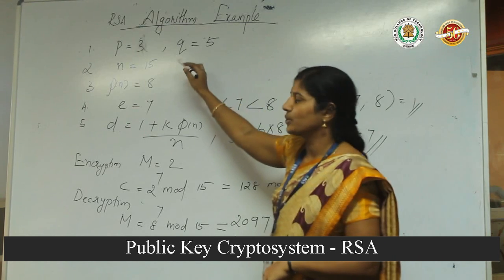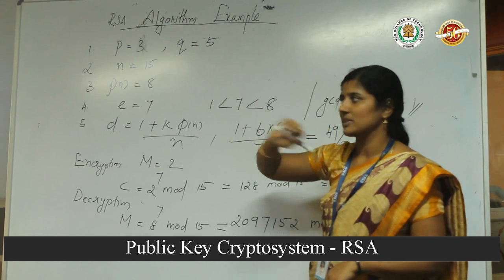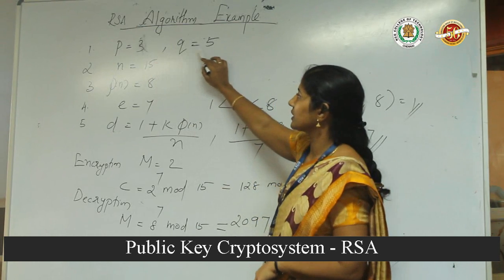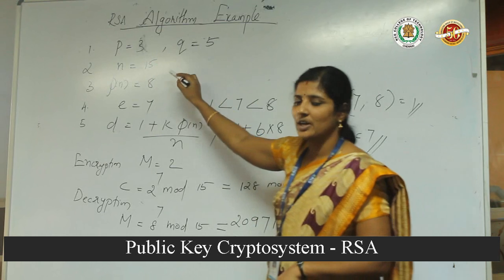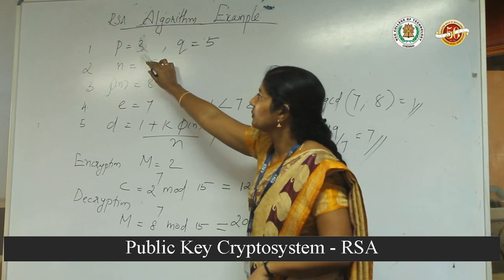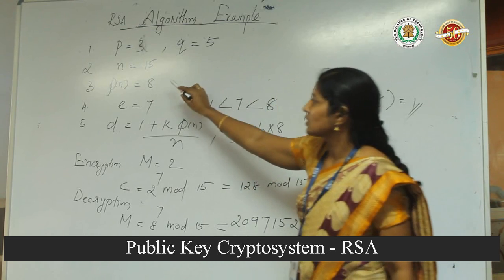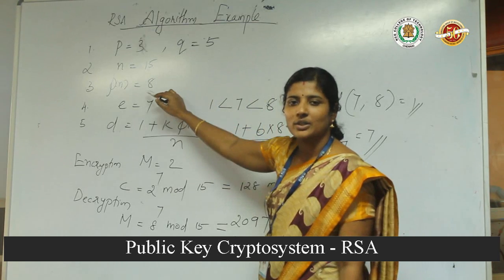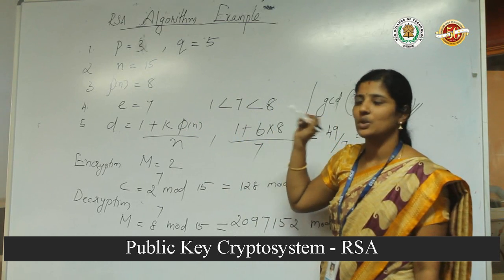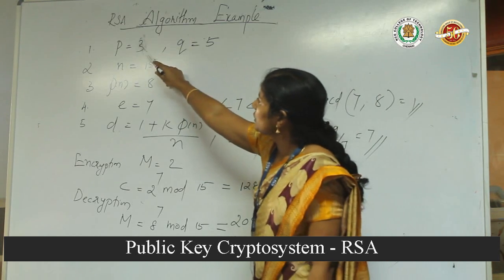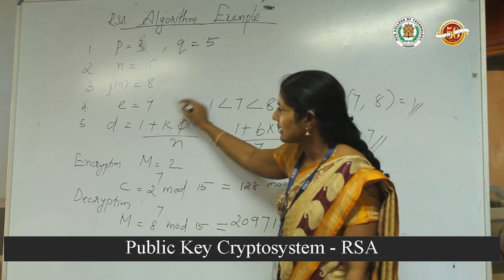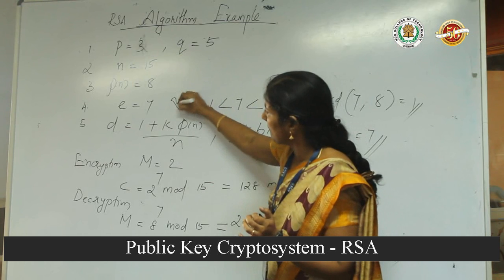First I told you, you have to select 2 prime numbers. Here I selected 2 prime numbers, P is equal to 3 and Q is equal to 5. Next we have to calculate the modulus value, that is n. How to calculate the modulus value? Multiply these 2 prime numbers, so you will get 15. Next, you have to calculate the totient function phi of n. The equation is (P minus 1) into (Q minus 1). So you will get 2 and 4. 2 into 4, you will get 8. Then E is our public key.